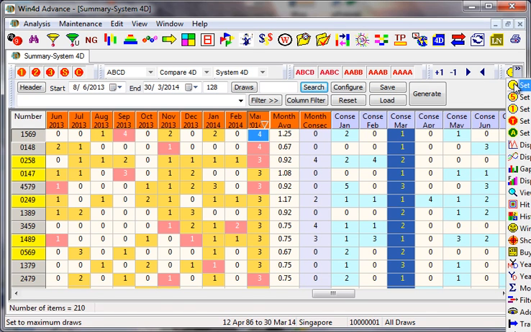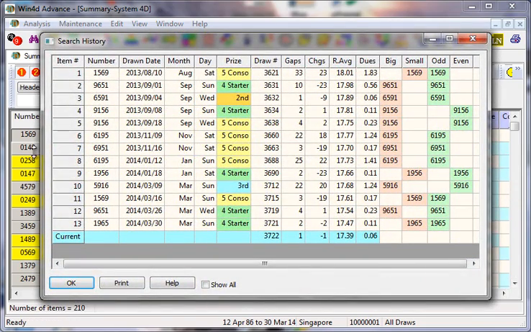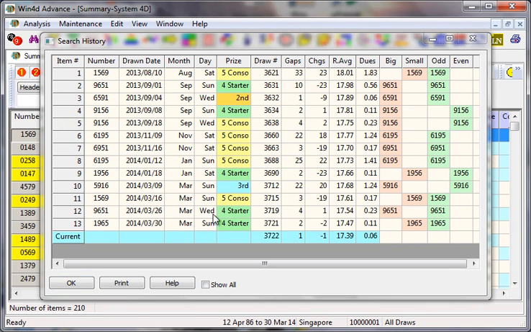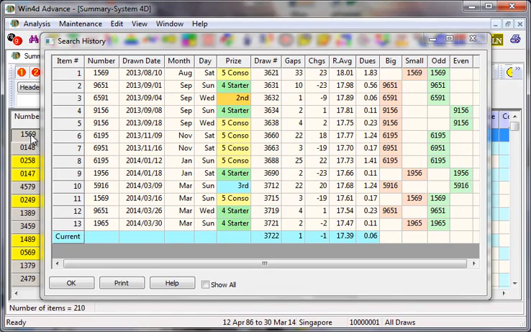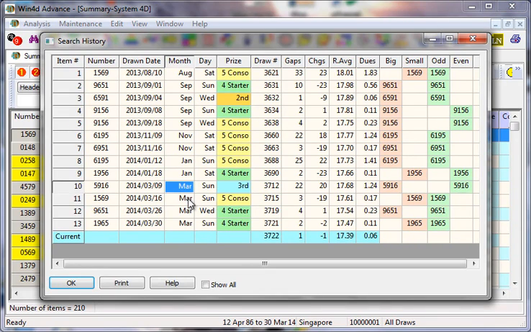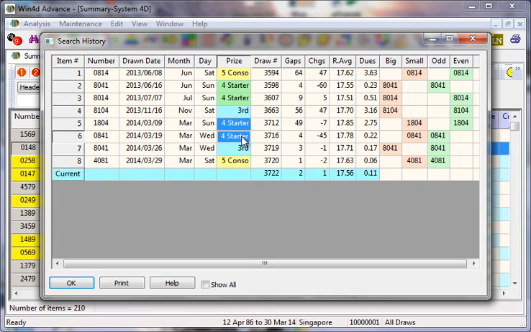So let's take a look at top prize. You can see that 1569, which is here, in the month of March 2014, appeared 1, 2, 3, 4, 4 times. Two of them are starter prizes, one is a consolation prize, one is a third prize. Another set that appears many times, also 4 times, also has 2 starter prizes, one third prize and one consolation prize.